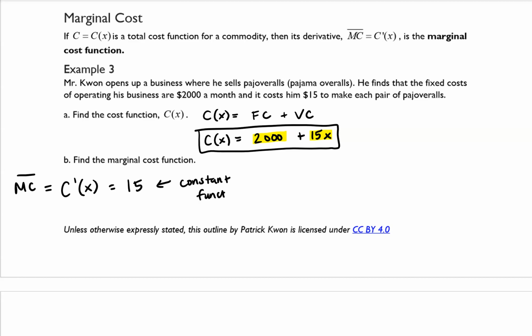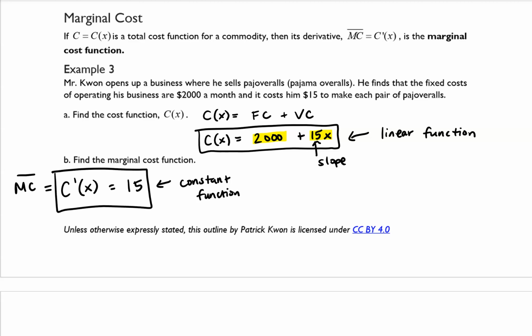And what can we interpret from that, or what can we gain from that? Well, that's basically saying the marginal cost function is always 15, and that just means that the cost to produce one additional unit is $15, which should make sense because this is a linear function. And the only additional cost is our slope, which is $15 here. So our marginal cost function is just 15.